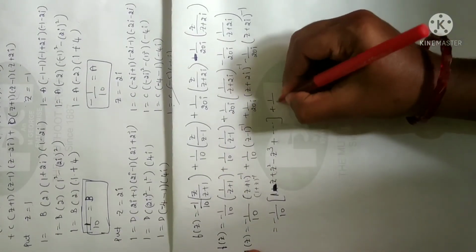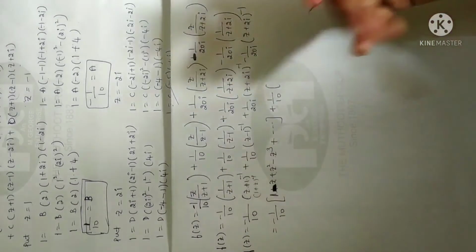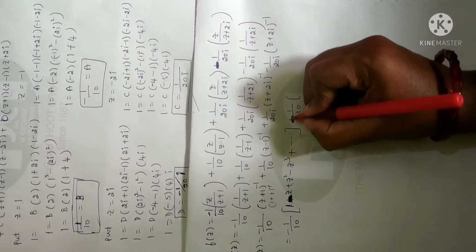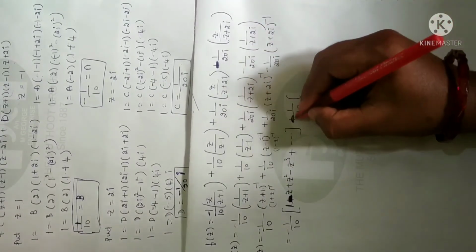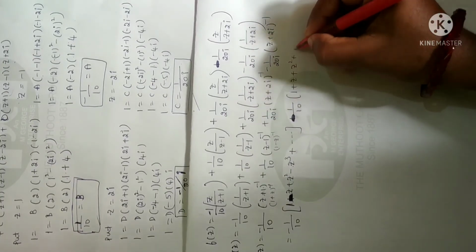Next, for the second term, plus 1 by 10 into, now you have to take minus as a common term. So the more problems you solve, the more ideas you will get. Here I am going to take a common term as a minus, so I just make it as minus in order to apply the formula. Why? Because it should be 1 minus z power of minus 1. So minus 1 by 10 into 1 plus z square plus so on.